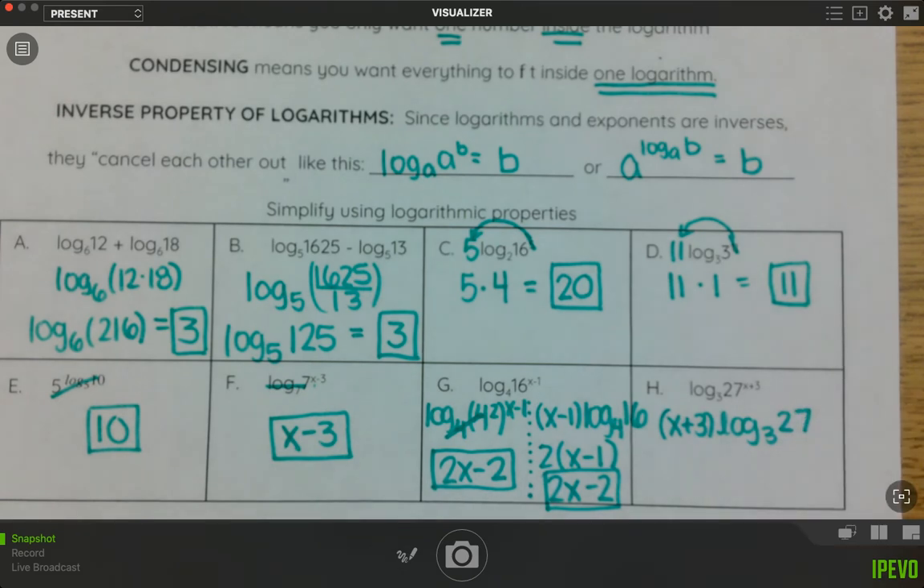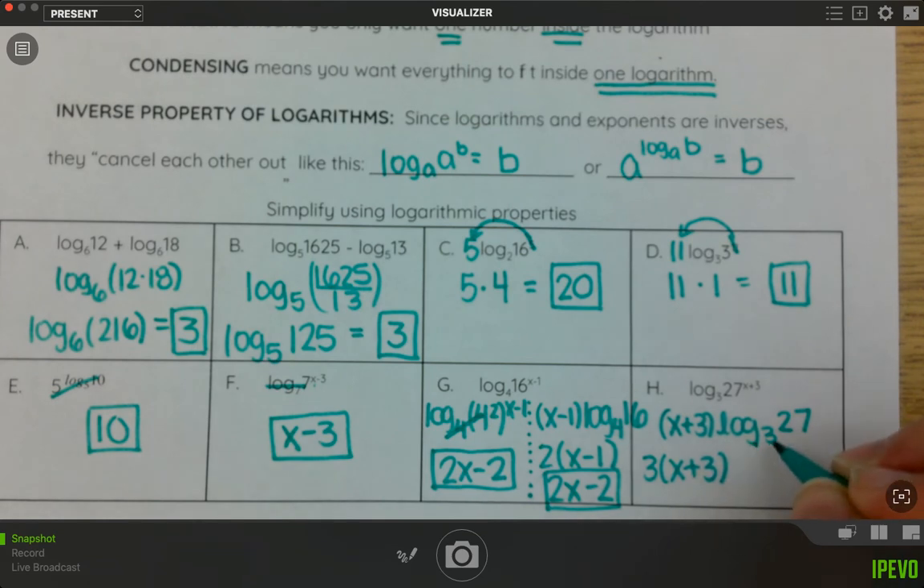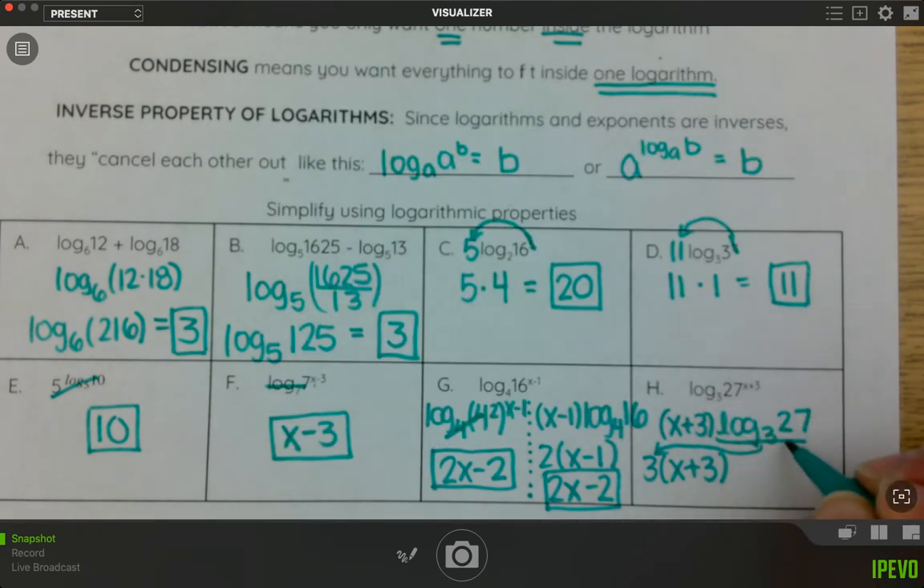And then I'm looking, what power of 3 is 27? 3 cubed is 27. So that leaves me with 3 times x plus 3. I'm going to draw an arrow coming down so you guys know this is 3. That's where that 3 is coming from. And that gives me 3x plus 9. And we're done with 8 problems already.